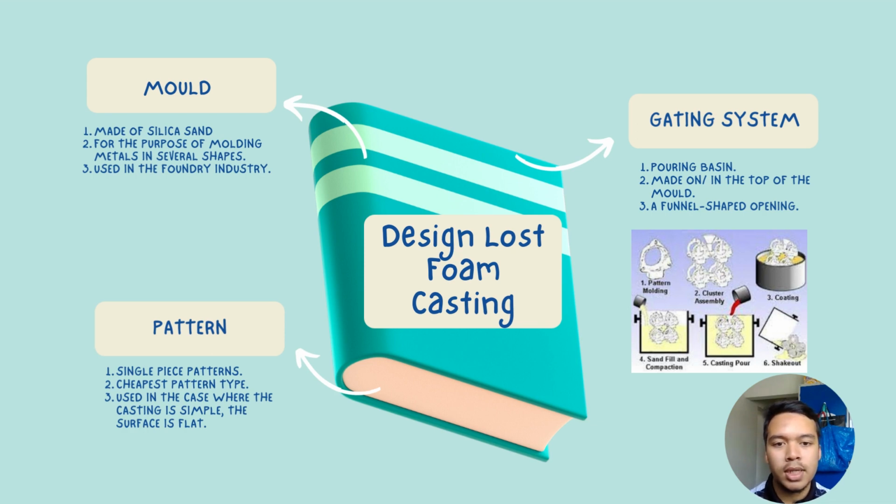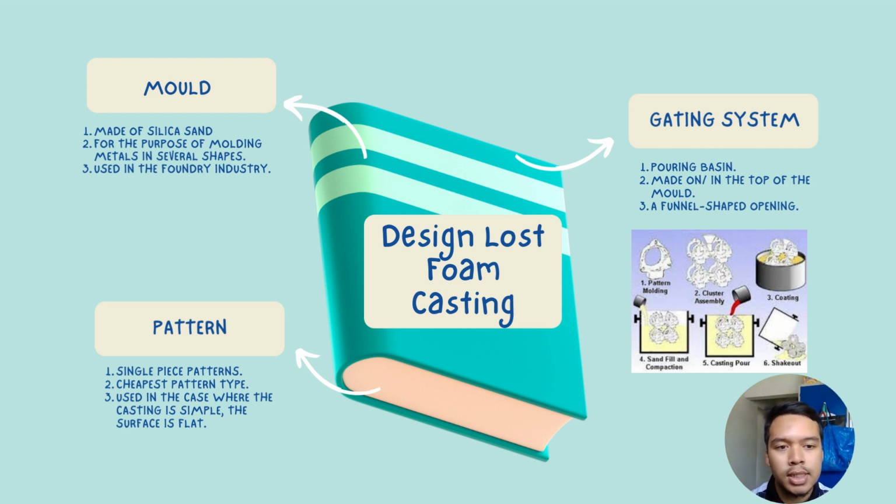First, we will discuss the mold. Our mold for the lost foam casting product is made of silica sand. It is used in the foundry industry for the purpose of molding metals in several shapes. Metal parts are cast into the sand to produce the new metal molds.